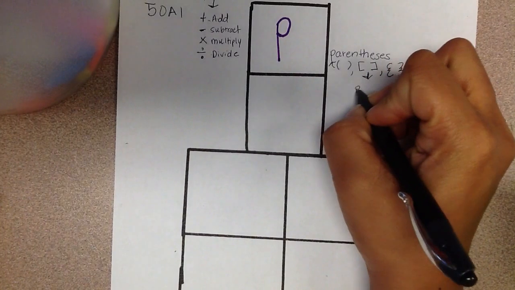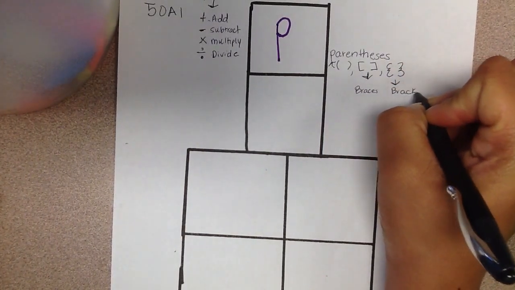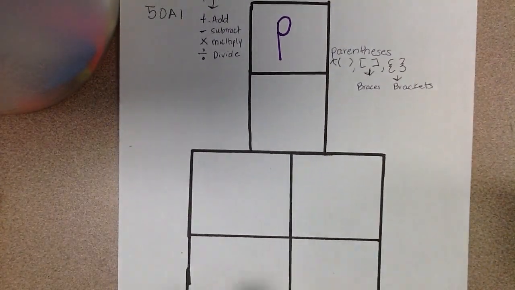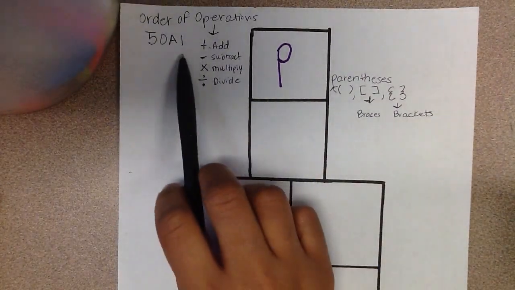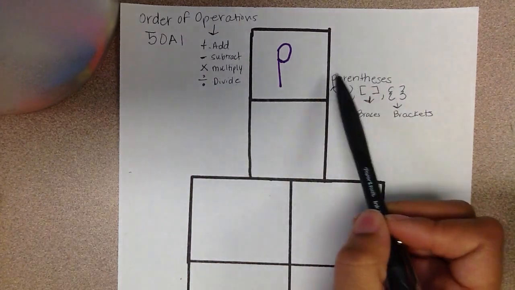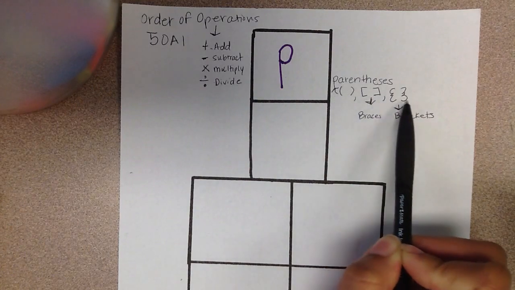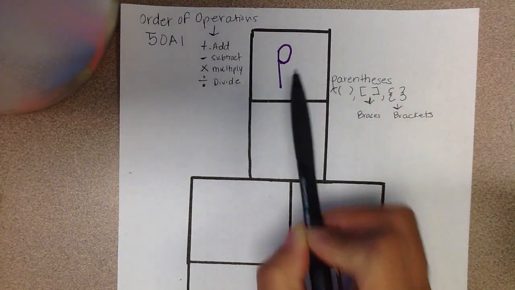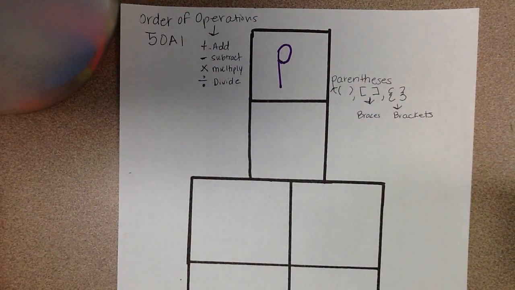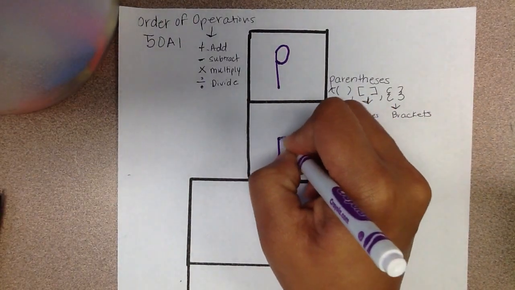These are called braces, and these are called brackets. Okay, so when I'm solving an equation and I'm using these different operations, the first part that I want to solve is anything that's inside of these right here. If it's inside a type of parenthesis, that's the first thing I want to solve. Okay, my second letter is E.